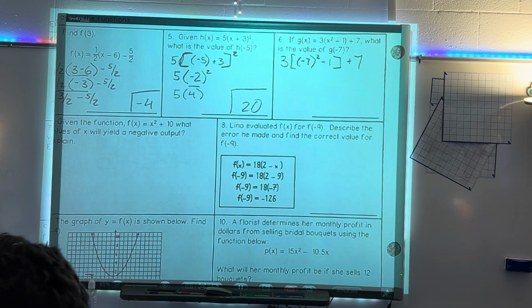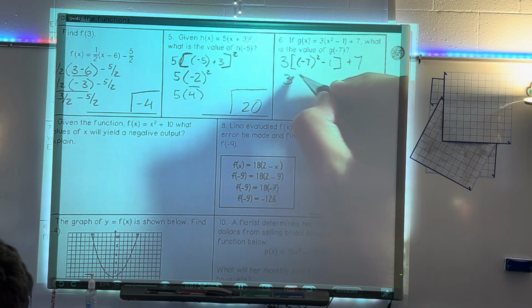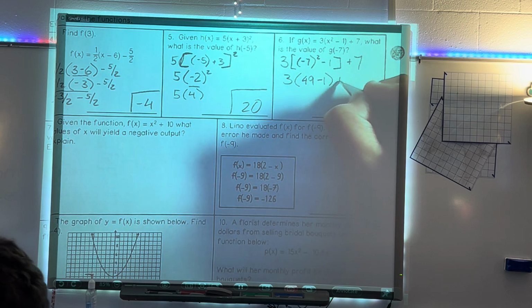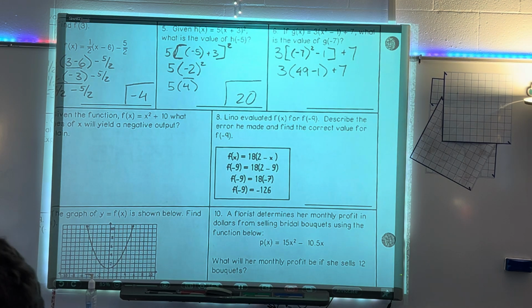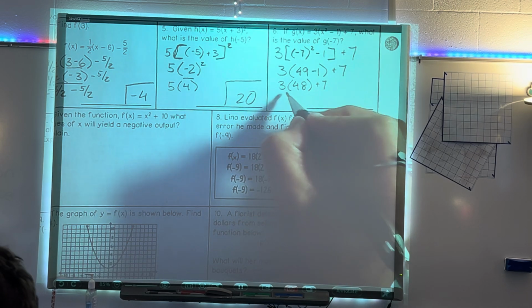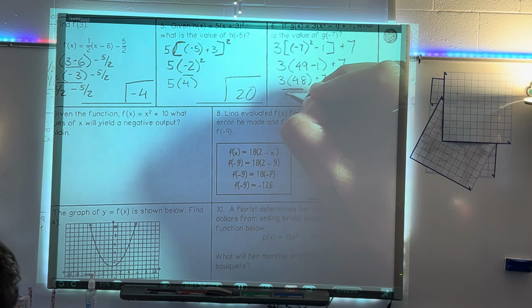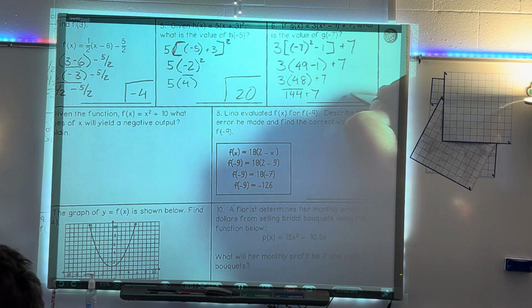Alright, so my first thing that I have to do in this problem is what? Find the square. I have to square -7, because my order of operations says parentheses, but inside the parentheses I have stuff going on, so I'm going to deal with that first. So -7 squared gives us 49. Now I need to do what? Subtract 1, which gives me 48. So now I need to deal with this. So 3 times 48 gives us 144, plus 7 would be 151.